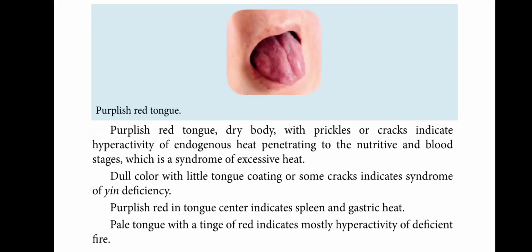Purplish red tongue, dry body with prickles or cracks indicate hyperactivity of endogenous heat penetrating to the nutritive and blood stages, which is a syndrome of excessive heat. Dull color with little tongue coating or some cracks indicates syndrome of yin deficiency. Purplish red in tongue center indicates spleen and gastric heat. Pale tongue with a tinge of red indicates mostly hyperactivity of deficient fire.